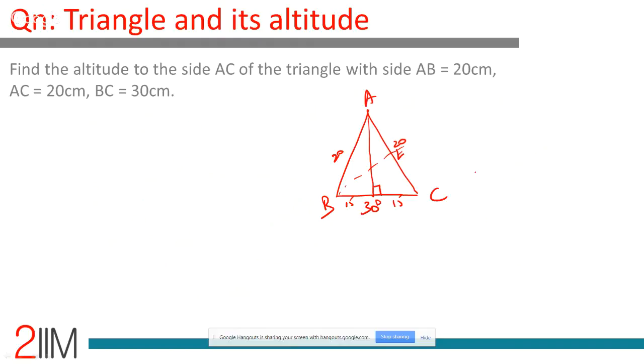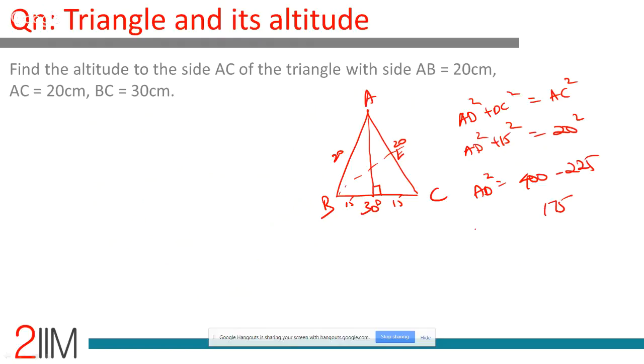Forget about BE. We can find AD, let's find out AD. How do we find AD? AD square plus DC square equals AC square. So AD square plus 15 square equals 20 square. Or AD square equals 400 minus 225, which is 175. Or AD is 5√7. Square root of 175, we carve out a 25, becomes 5√7. We don't need AD, we need BE. So we need to find some right angle triangle, this right angle triangle, or the remaining right angle triangle, either BEA or BEC, and then carve that out and find out.